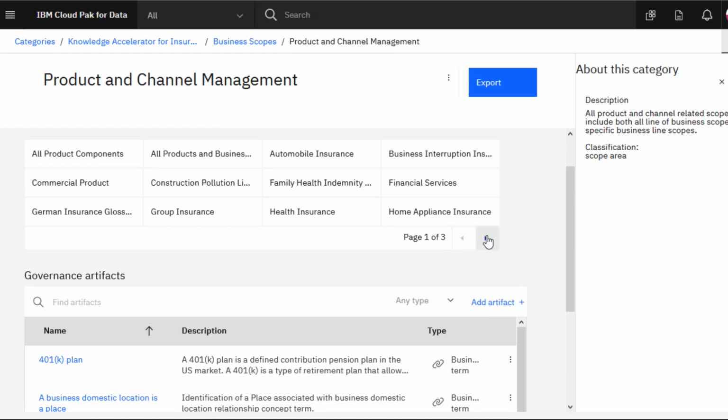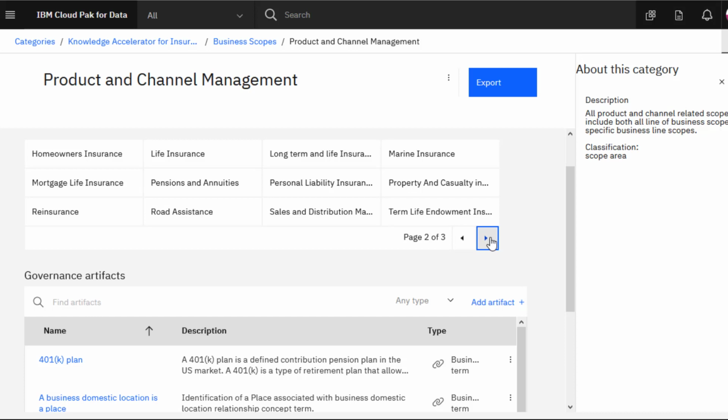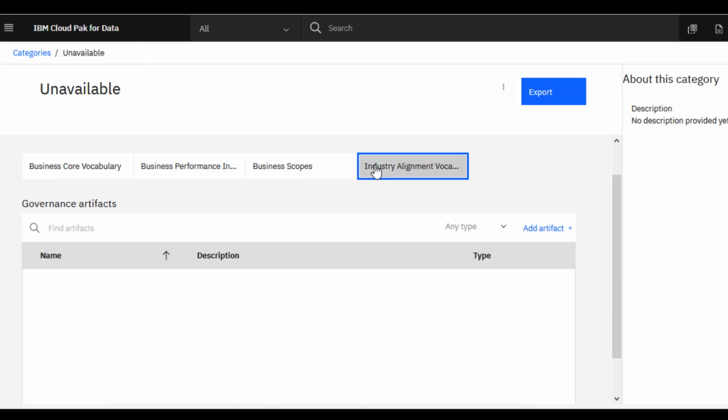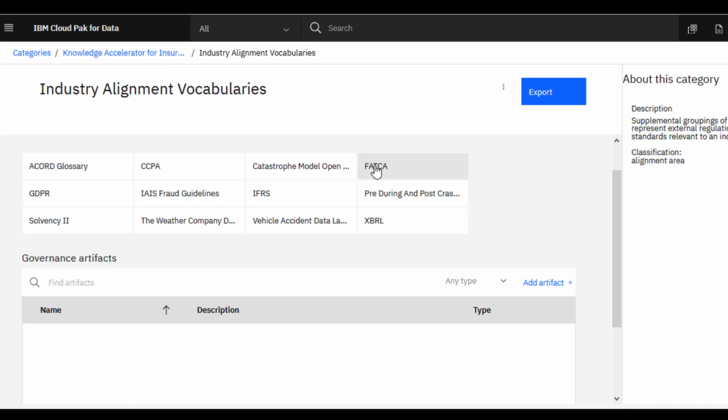management. And finally, product and channel management, which covers collections of business terms for various products and includes 30 scopes for particular products like business interruption, or more general categories such as all product components to help guide building your own scope of product terms. This area is also covering channel management and terms related to insurance distribution.